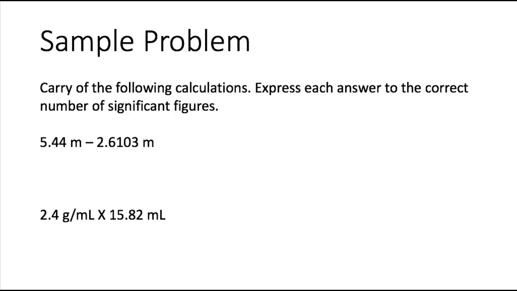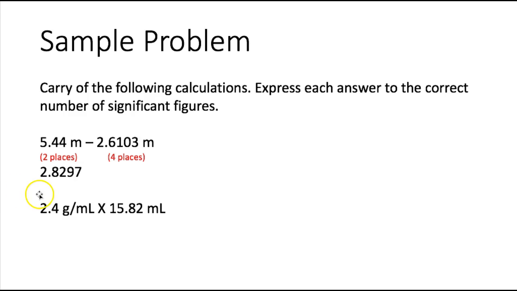If we were taking 5.44 minus 2.6103, the first thing I want to do is determine how many places after the decimal point are in each number. 5.44 has 2 digits after the decimal point, and 2.6103 has 4 digits beyond the decimal point. Next, I'm going to actually do the math. So I'm going to take 5.44 minus 2.6103, and I get 2.8297.